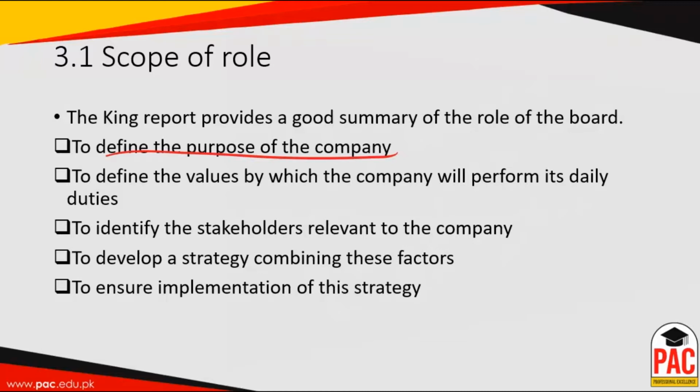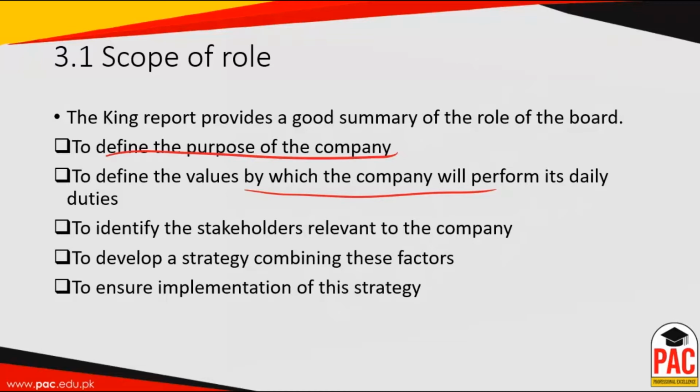Number two, to define the values by which the company will perform. For example, an ideal board will have different directors, including non-executive directors, who might be independent. So it is quite possible that the directors have collectively defined certain values which will not be compromised on in the performance of the company. For example, health and safety of an organization. If the work has to be done on a tall building, there should be certain precautionary measures in place which will ensure that the employees working for the organization will not suffer any major injuries. So, to define the values by which the company will perform its daily duties.